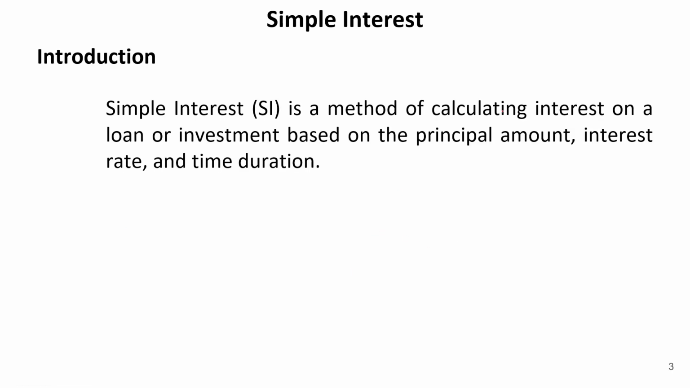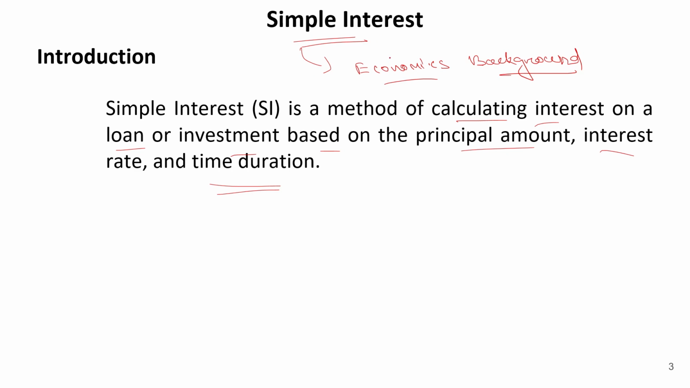Simple interest is a method of calculating interest on a loan or investment based on a financial amount, interest rate, and time duration. The term simple interest has come from an economics background, because this kind of interest is applied in various financial systems. So what is simple interest? It is a method of calculating interest on a loan or investment based on the principal amount, to calculate the extra amount.